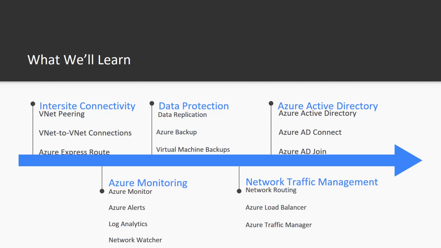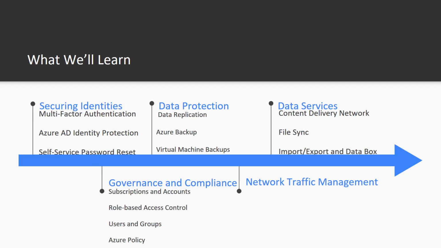Then we are going to go into Azure Monitoring, and here we'll cover Azure Monitor, Azure Alerts, Log Analytics, and Network Watcher. Then data protection. We're talking here about data replication, Azure backup, and virtual machine backups, of course. Then we're going to go into the next section, which covers network traffic management, network routing here, Azure Load Balancer, and Azure Traffic Manager. And then in the section to follow, we'll discuss Azure Active Directory, Azure AD Connect and Azure AD Join.